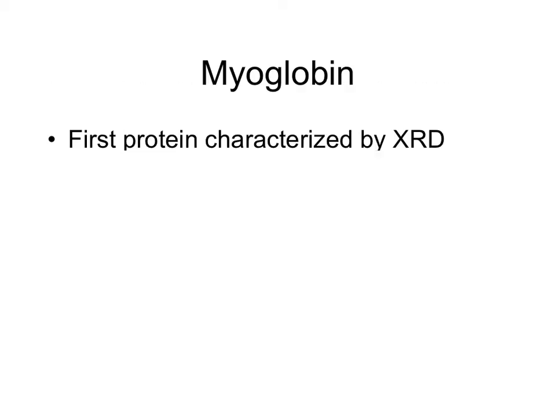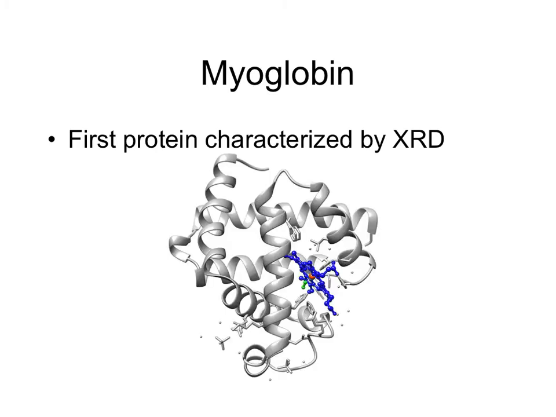Let's first talk about myoglobin. Myoglobin was the first protein that was characterized by X-ray diffraction. You can read about that in the textbook chapter. Myoglobin is very common. It's found in most vertebrate animals. It's got a very similar structure in all of those animals. It's 8 alpha helices in what's known as a globin fold.